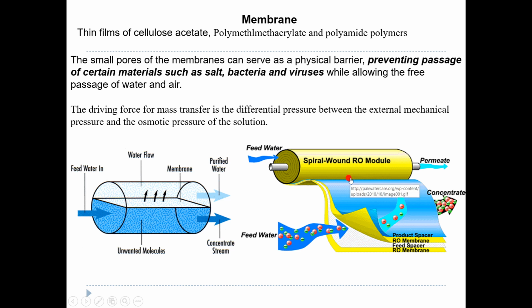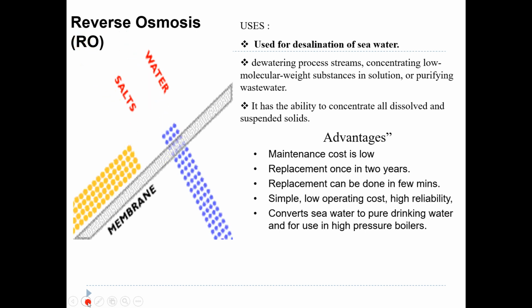Now this membrane is a semi-permeable membrane made up of cellulose polymers, cellulose acetate, methacrylate polymers, and they have small pores which prevent the passage of certain materials like salt, bacteria, viruses. And what does our water contain? These are the major things that our water contains. All these are retained by the membrane. And of course all these things take place because of the pressure that we apply. You can look into your RO filter and see how this membrane is made, and how it is wound and kept in that cartridge.